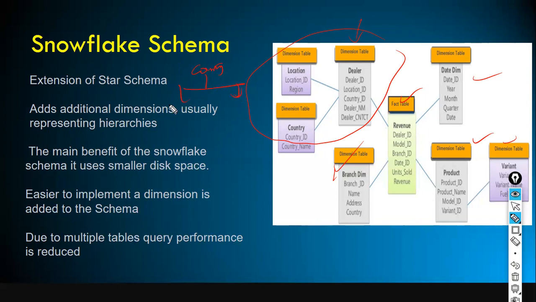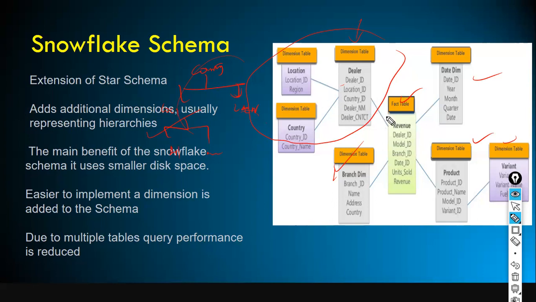Each country you have location 1, location n, and each location you have different dealers, dealer 1, dealer 2, etc. Usually the snowflake schema's dimensions will represent the hierarchies. This is called your hierarchy. The advantage of snowflake schema is it consumes less disk space. But the disadvantage is you need to join multiple dimension tables in the case of snowflake schema. Joining multiple tables will literally slow down your performance.